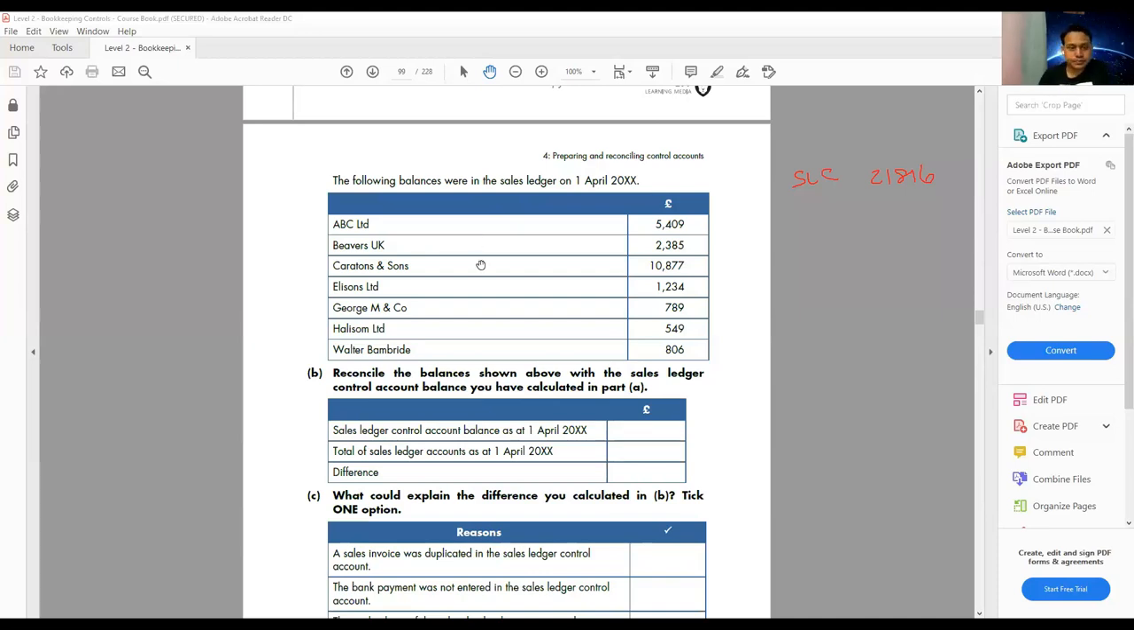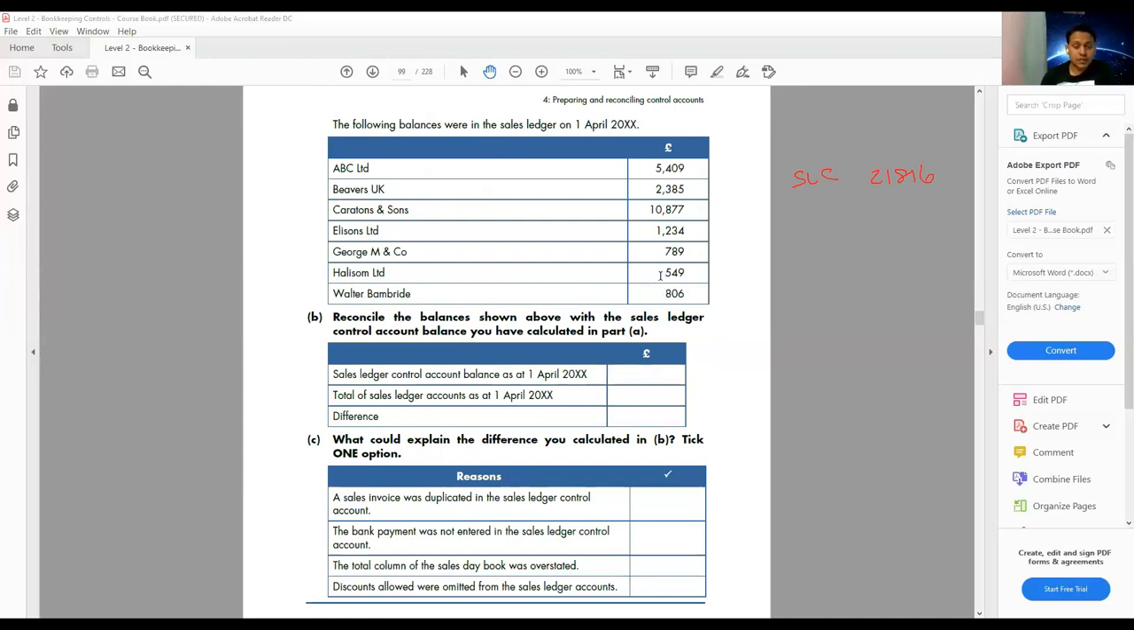On the sales ledger, let's add all of this and see how much is the balance for the sales ledger. So add 5409, 2385, then 10,877, added all of this and see how much is the balance here. 5409 plus 2385 plus 10,877 plus 1234 plus 789 plus 549 plus 806. That is 22049. That's my sales ledger balance. This is the total of sales ledger accounts, and this is my sales ledger control. So we have now both balances.